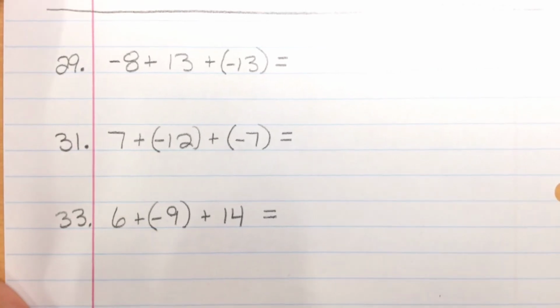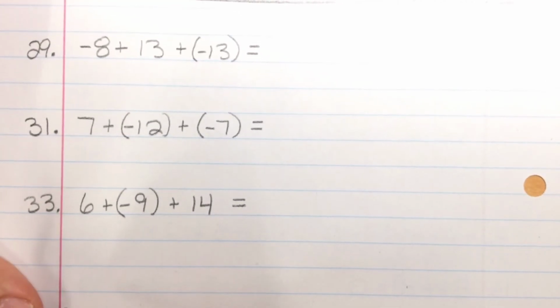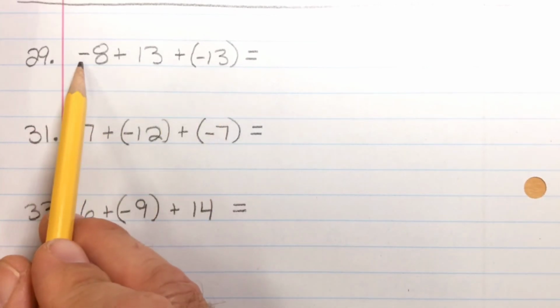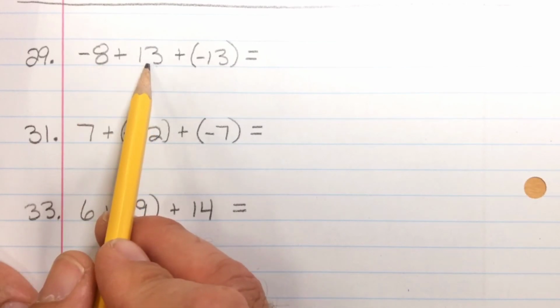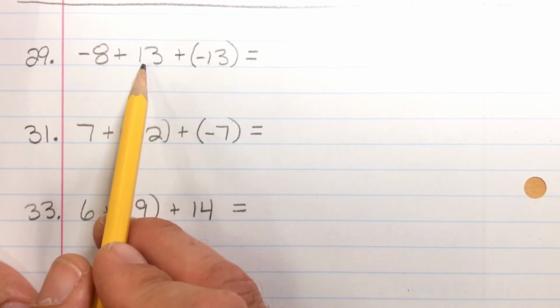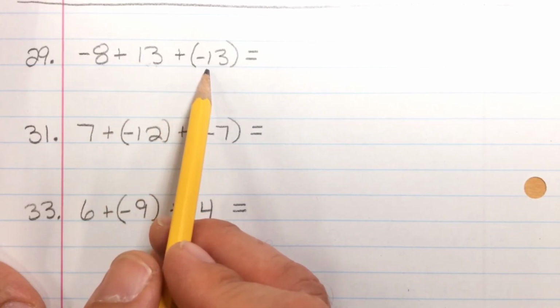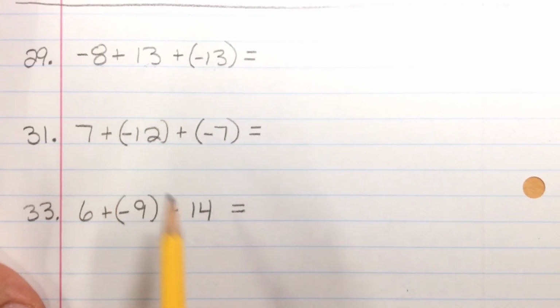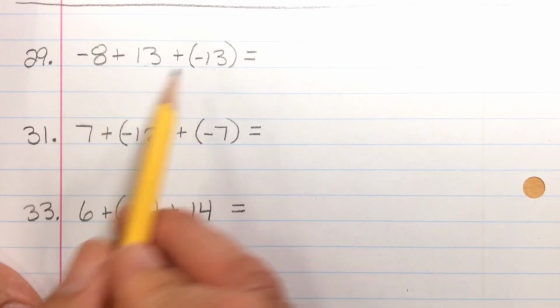Well, on these problems, there's actually some tricks you can do to make them a little easier on yourself, although you don't have to. Some people would just go from left to right here. -8 plus 13, different sign, so I subtract to get 5, and I keep it positive. And then +5 plus -13 would be different sign, so I subtract to get 8, and I would keep it negative. But remember, because this is all addition, I can add in any order I want to.